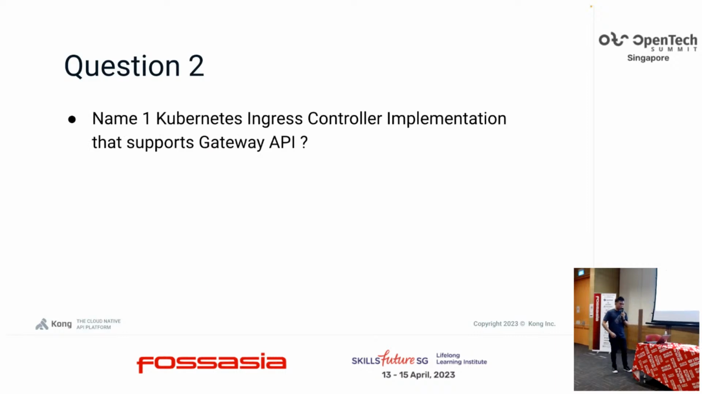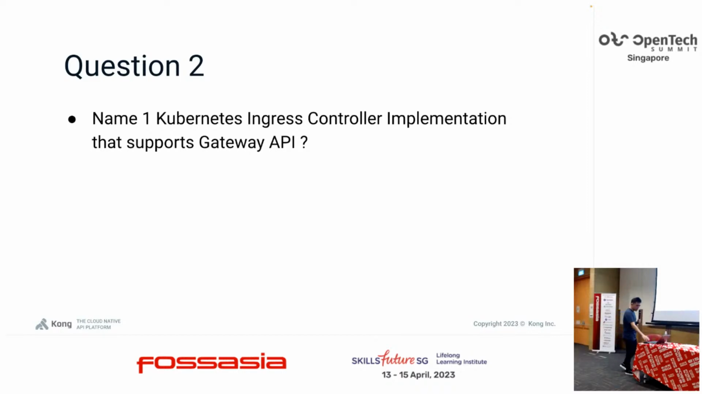Name one Kubernetes ingress controller implementation that supports Gateway API, which I've been talking about for the past 15 to 20 minutes. Raise your hand. Okay, this gentleman. Kong is one of the many ingress controller implementations. I think API 6 does that, and also Nginx. So this is just a way to support that.